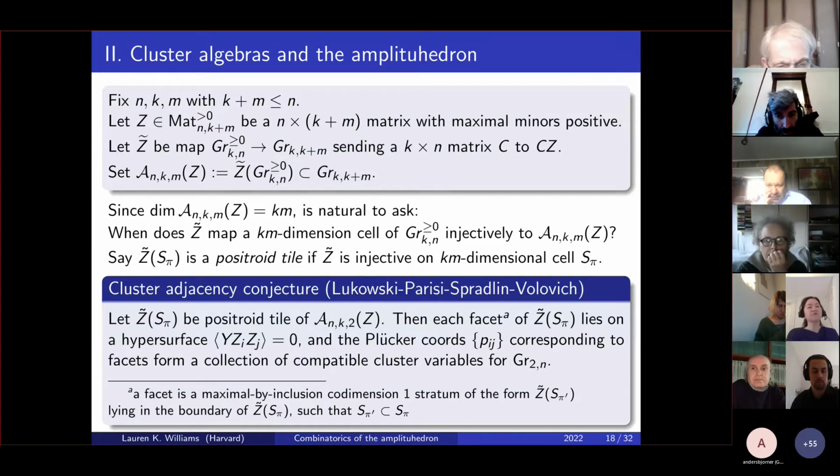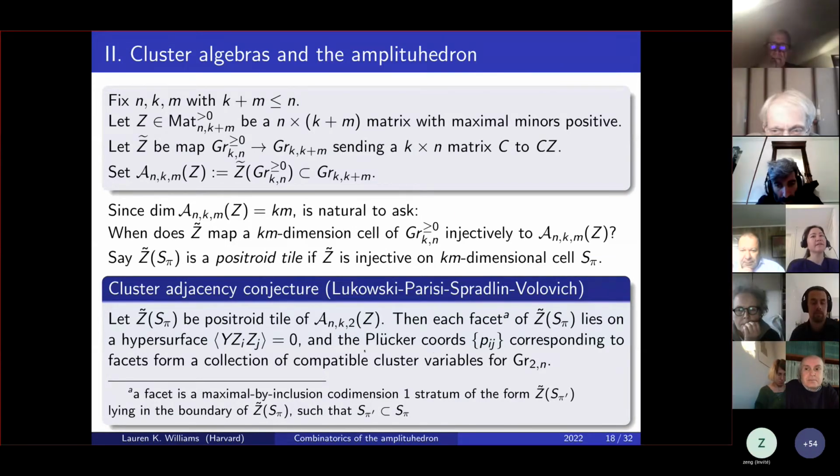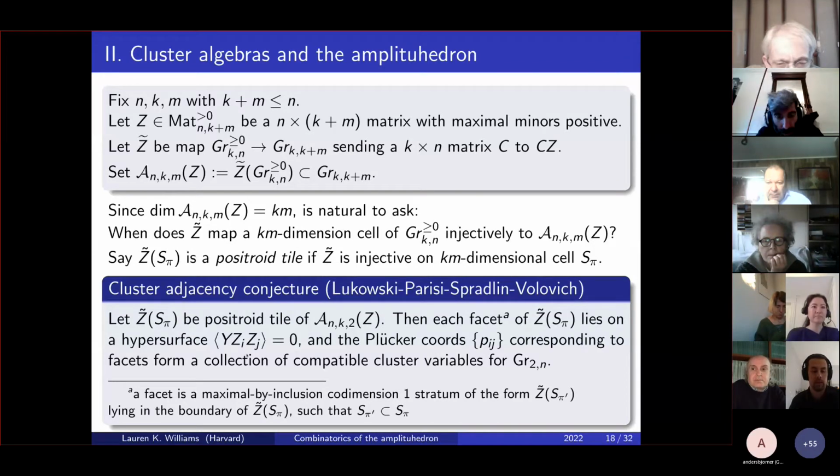If you don't know much about cluster variables or cluster algebras, then another way to say it is if I look at all of my facets, y, zi, zj, and I take a polygon with vertices labeled 1 through n clockwise, and I put down a diagonal, ij, for each one of these facets, then at the end of the day, I will come up with a collection of diagonals of a polygon which are non-crossing. That's another way to say this.